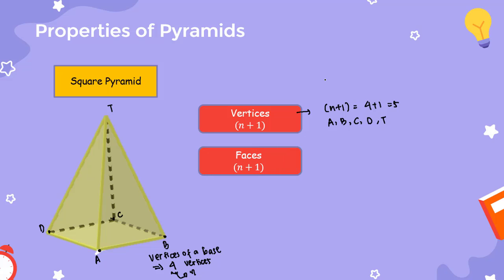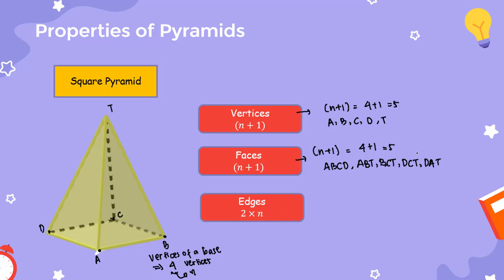And the second one, faces. To count how many faces a square pyramid has, we can use the formula. It has 5 faces, and let's mention all of them: ABCD, ABT, BCT, DCT, and the last, DAT. So there are 5 faces.